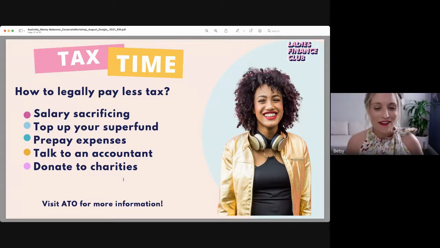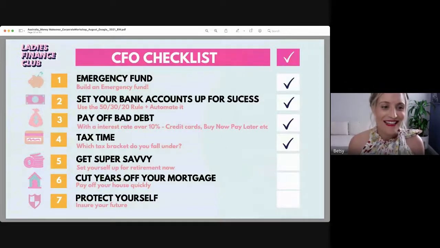And then number 5 is donating to registered charities. Anything over $2 that you donate to specifically registered charities will be available as a tax deduction. So that's always a nice one to sneak in just before tax time. It's a feel-good factor too.